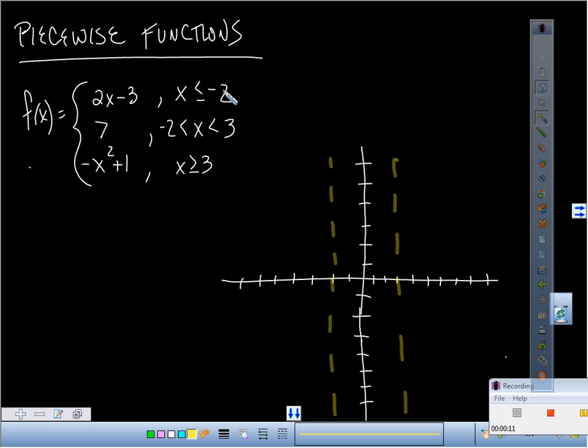This equation goes to the left of negative 2. Left of or equal to negative 2. So it's right here. Okay? Now what's my slope? 2. Okay? Don't put a variable on it. Just 2. What's my y-intercept? Negative 3.